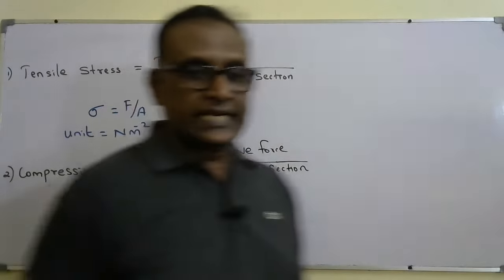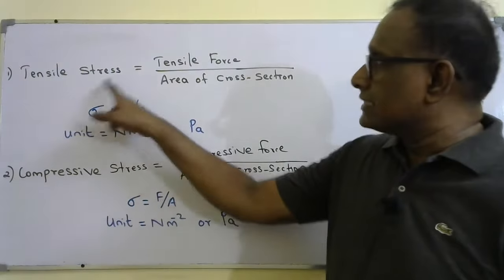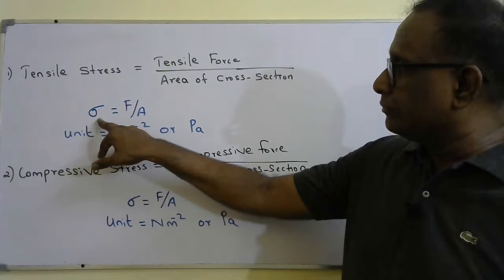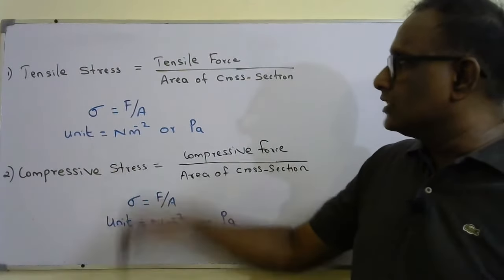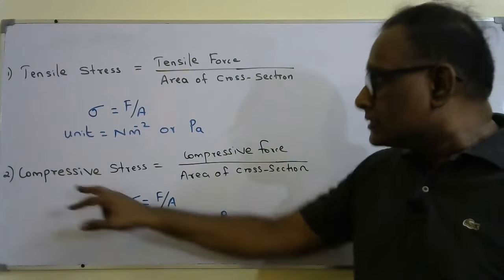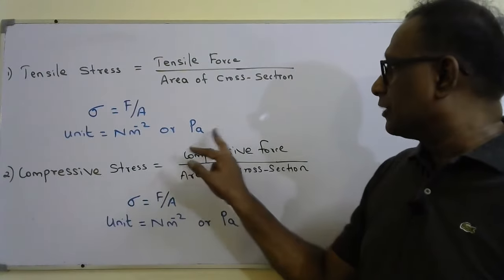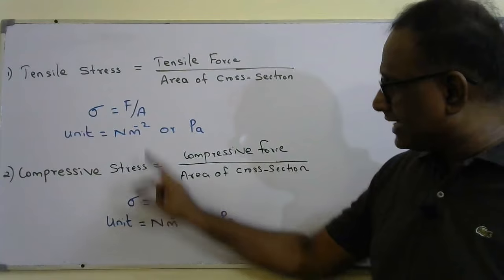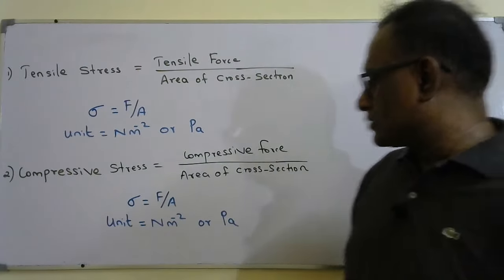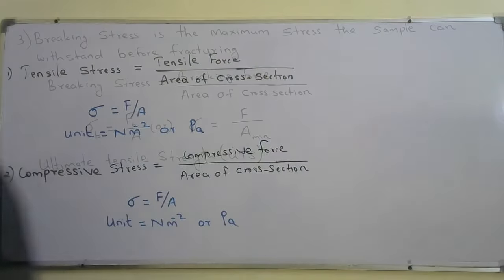Okay, you must know that tensile stress, I already used that word. Tensile stress means tensile force over area of cross section. Notation is sigma, F over A, unit is Newton per meter squared, force per area, or Pascal. Same way, compressive stress is compressive force over area of cross section, same notation, sigma, F over A, unit is Newton per meter squared or Pascal.